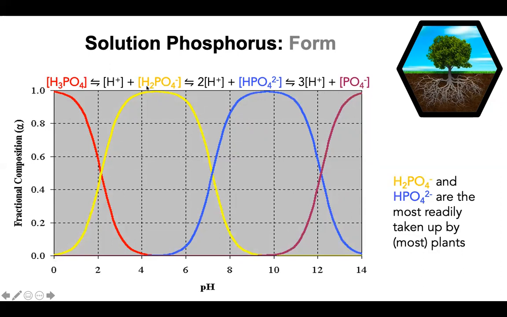So you can see that goes up, and then that also goes down as the PO4 with one H becomes more common. And then similarly, at high pHs, PO4 without any H+ on it dominates. It's important to note that H2PO4 and HPO4 are the most readily taken up by plant roots. So those are more prevalent at these circumneutral pHs, right? You can see that that's maybe between pH 9 and pH about 5 is when those predominate.